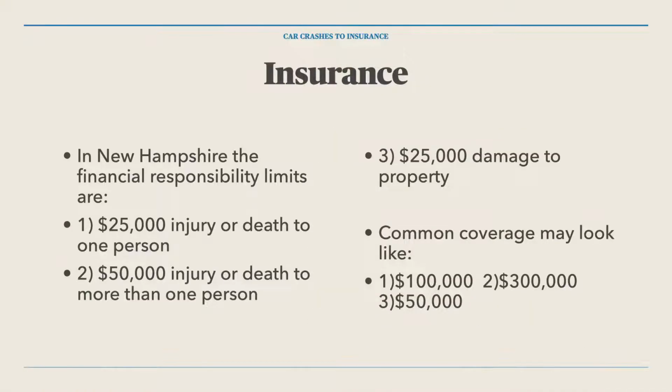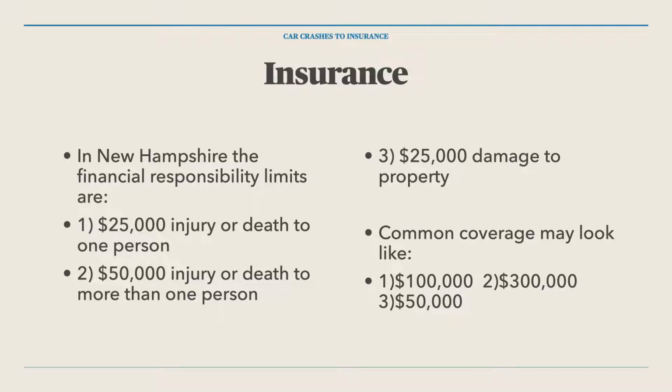So let's go into what New Hampshire requires. Okay, you don't have to write this down. I just want you to understand this is the bare minimum of an insurance policy in New Hampshire. $25,000 if there's injury or death to one person, $50,000 for death or injury to more than one, and $25,000 for damage of property. That's not a very good insurance policy. So don't get the bare minimum that New Hampshire requires.